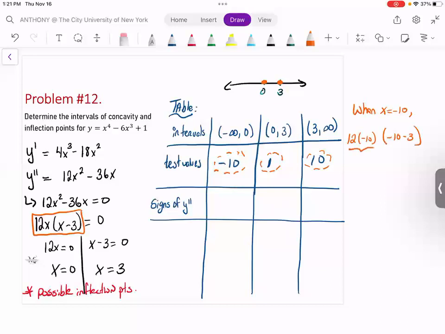Well, 12 times negative 10 is a negative number. And negative 10 minus 3 is also a negative number. So when you take two negatives and multiply them, you get a positive number. And what do we know about positive numbers? Well, positive numbers are bigger than 0. So the sign of y double prime in the first interval is positive, it's greater than 0. So one of the conclusions you can make about this interval is that it's concave down.